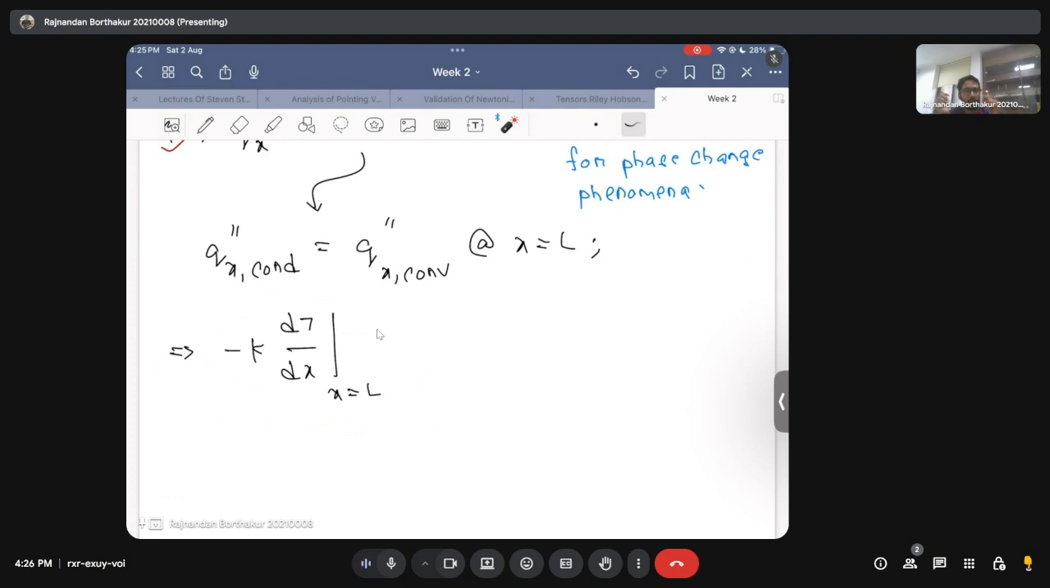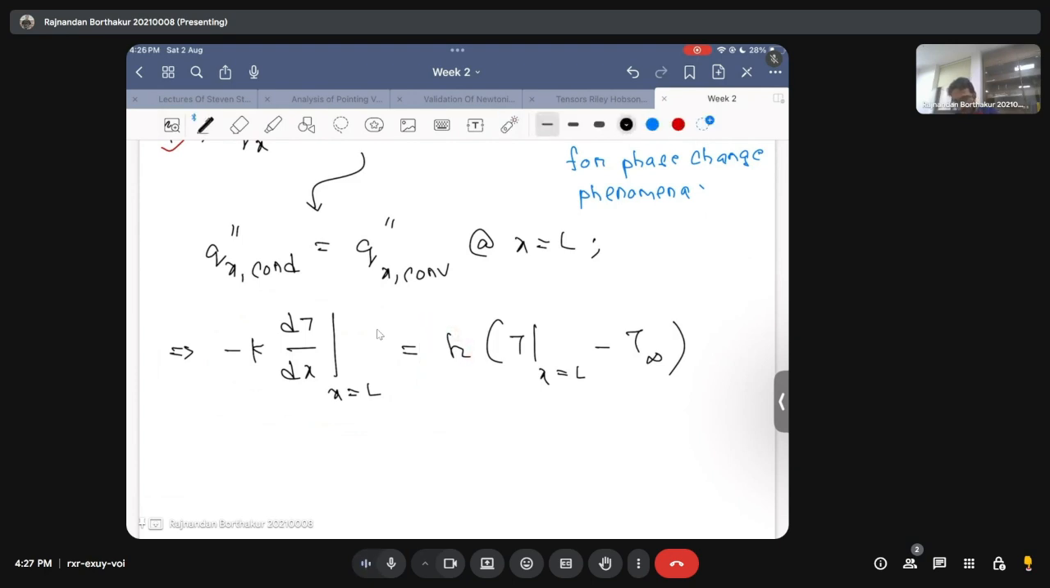So q double prime of x conduction is just minus k times dT/dx at x equal to L. And the convection flux at x equal to L, we all know, comes from Newton's law of cooling. This is just the heat transfer coefficient times the temperature at x equal to L minus T infinity. That's it. That is sufficient to tell you what H would be.